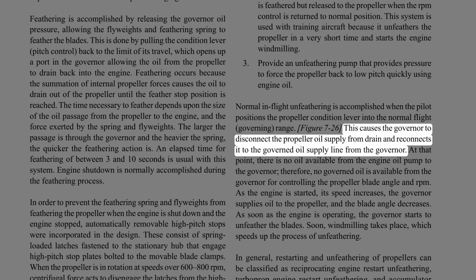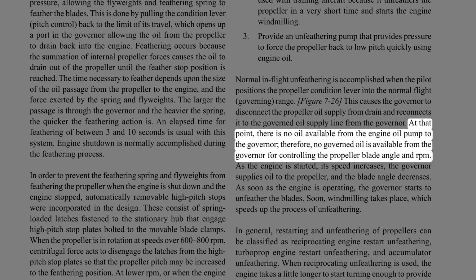This causes the governor to disconnect the propeller oil supply from drain and reconnects it to the governed oil supply line from the governor. At that point, there is no oil available from the engine oil pump to the governor. Therefore, no governed oil is available from the governor for controlling the propeller blade angle and RPM.